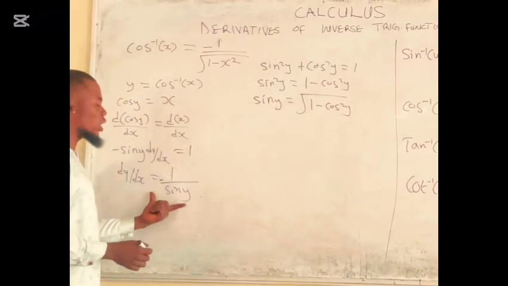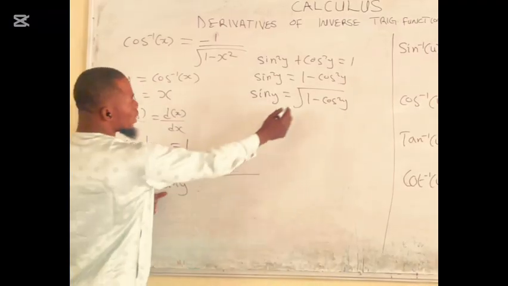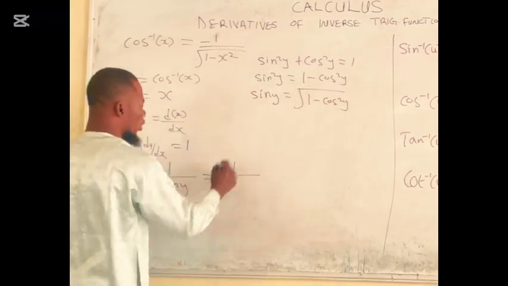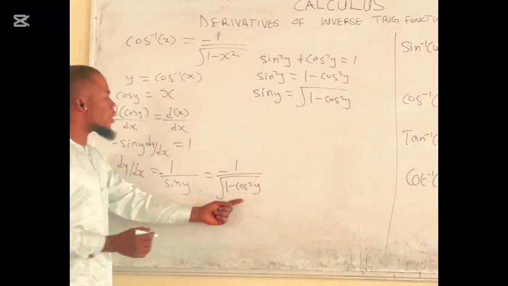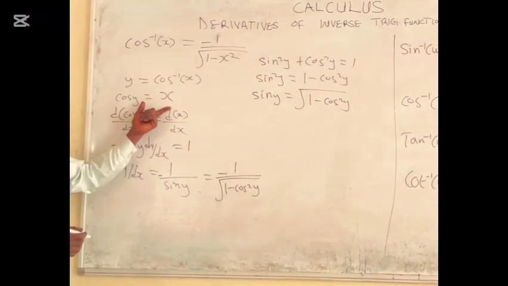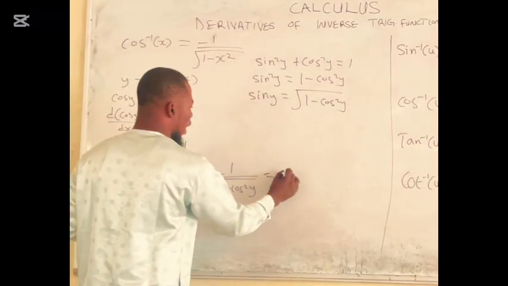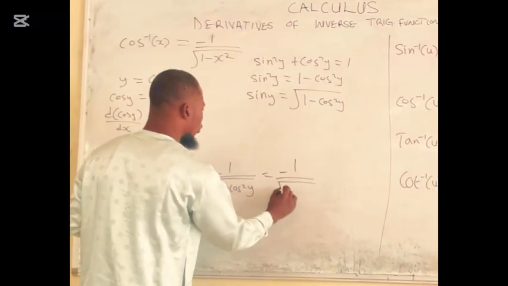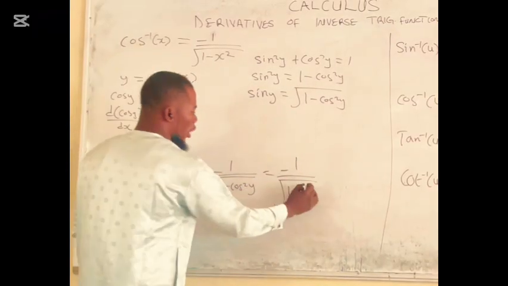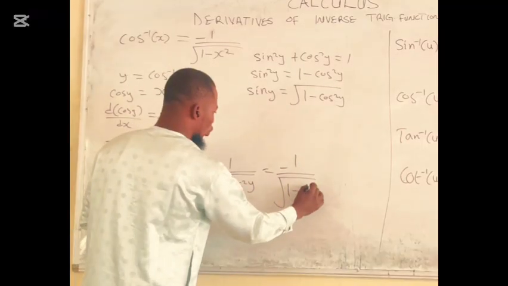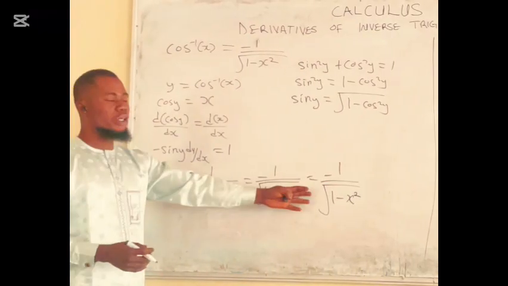Substituting it back into this function, we'll now be having minus 1 divided by our sine y, which is the root of 1 minus cos squared y. Remember, our cos y is the same thing as x. So we are substituting cos y with x. We'll now be having minus 1 divided by the root of 1 minus x, and here is the square we are having, so we'll be having 1 minus x squared. So this is how they get the derivative of cos inverse of x.